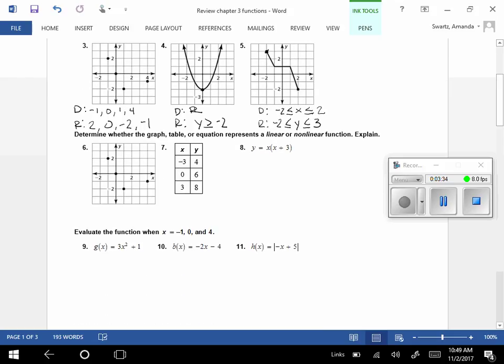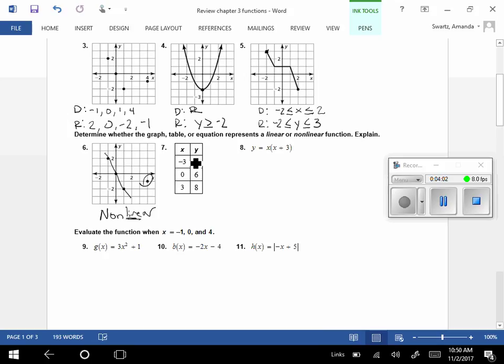All right, and then we have to determine whether the table, graph, or equation represents a linear or nonlinear function. Remember the few different ways that we do this. First of all, on a graph, it needs to be a line. Well, is this just a line? I guess it could form a line there, but we're missing that point. So this is an obvious no, a nonlinear function, because these are just points. We don't have a line. We want a line when we're talking about linear.